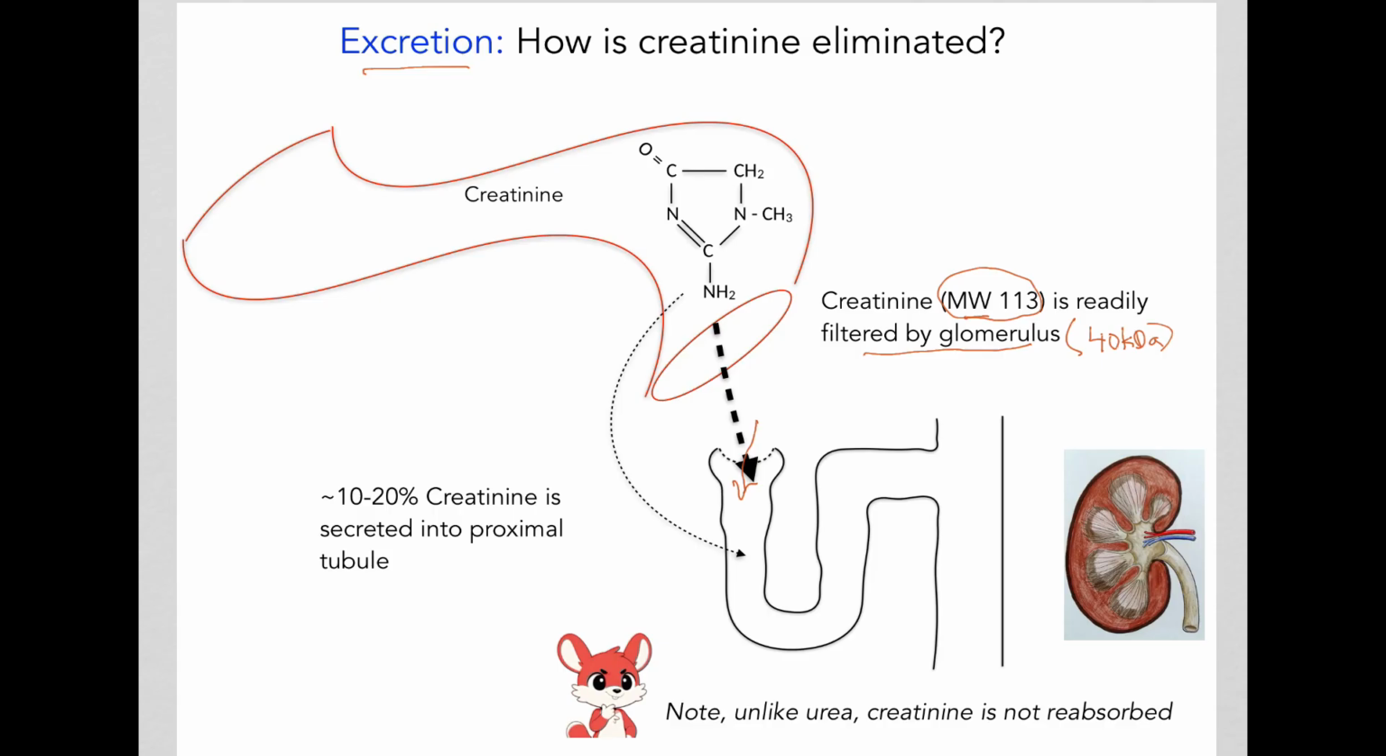the proximal convoluted tubule. About 10 to 20% of creatinine is also secreted from the bloodstream directly into the proximal tubule. This creatinine then travels through the rest of the tubules and eventually comes out into the urine. So note that unlike urea, creatinine is not reabsorbed. It is filtered and it is secreted, but not reabsorbed.